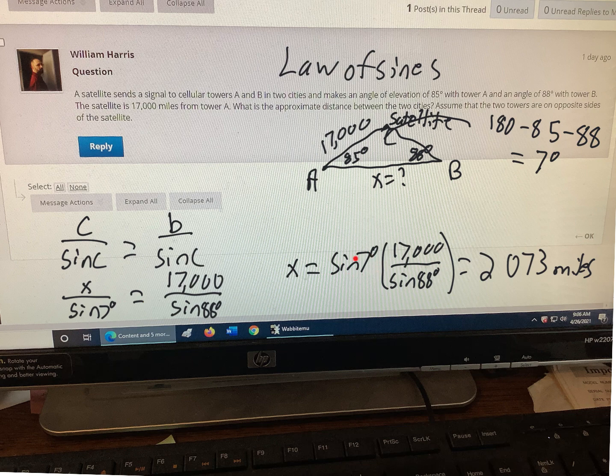Multiply each side by sine of 7 degrees. Very carefully put that in a calculator and get 2,073 miles.